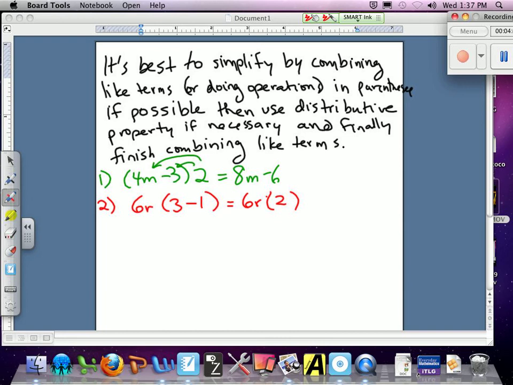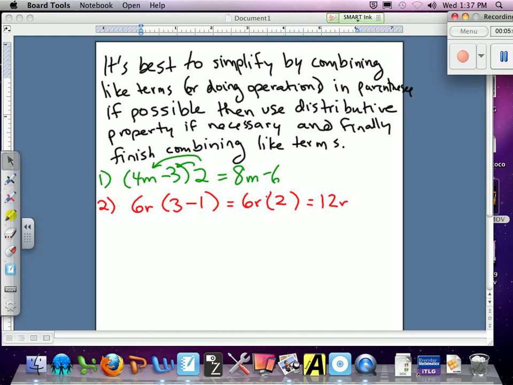So you can take care of the 3 minus 1 first, initially. But some people are so into the distributive property mode, from using it here, there, and everywhere, that they'll go to the distributive property first. So what do we get when we do 6r times 2? If I have 2 groups of 6r, what do I have? 12r.